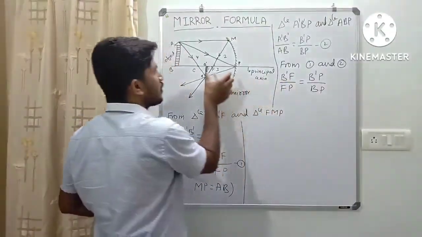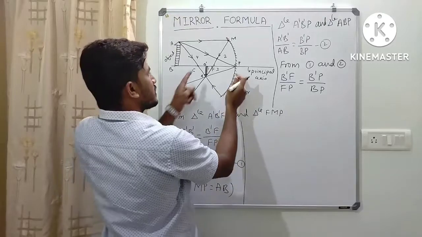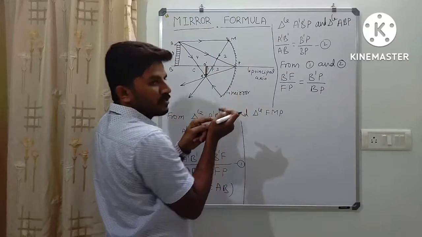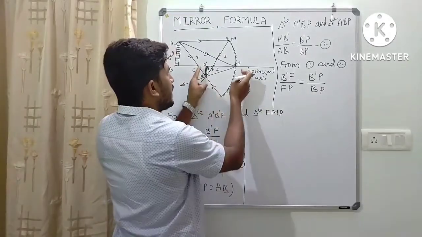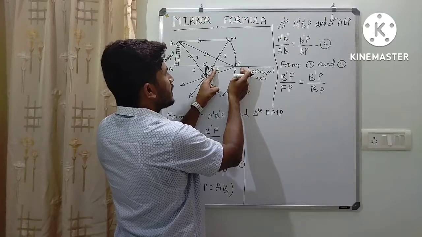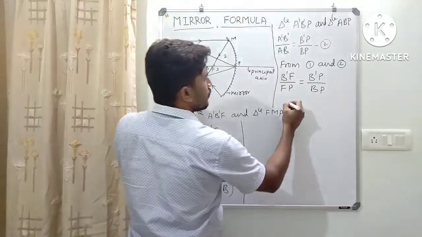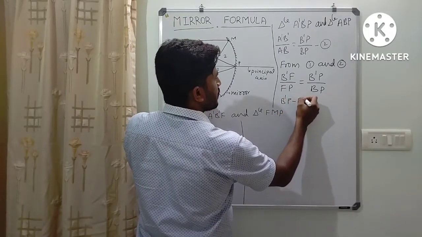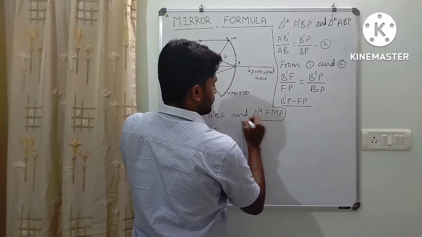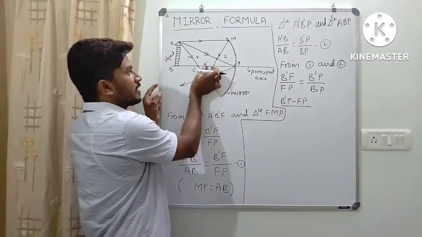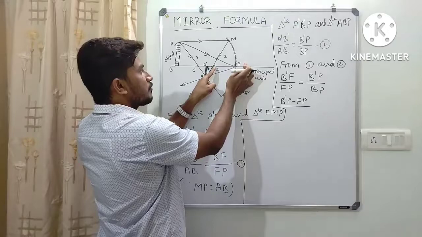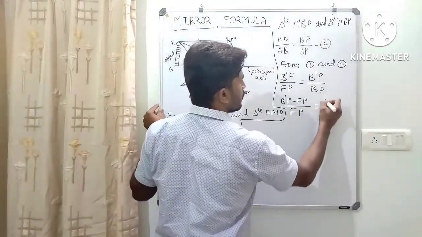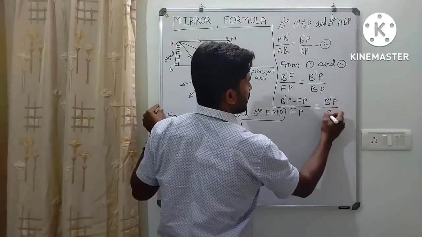Okay, what is B dash F? We don't know the length of B dash F, but I know what B dash P is, nothing but the image distance. B dash F is written as B dash P minus FP, where FP is the focal length. So B dash F can be written as B dash P minus FP, divided by FP, is equal to B dash P divided by BP.